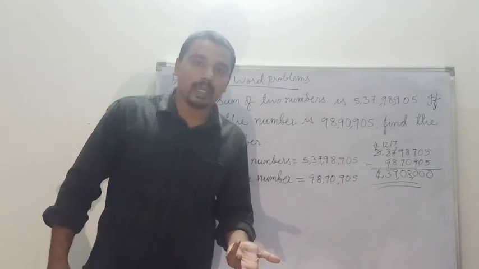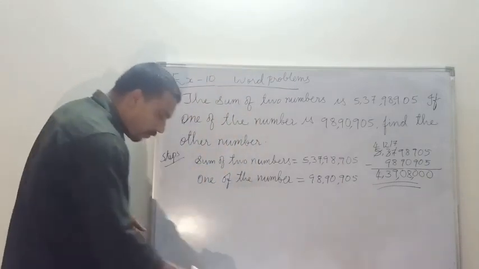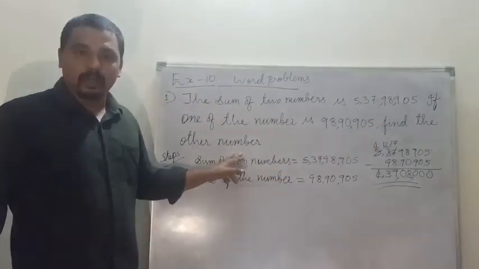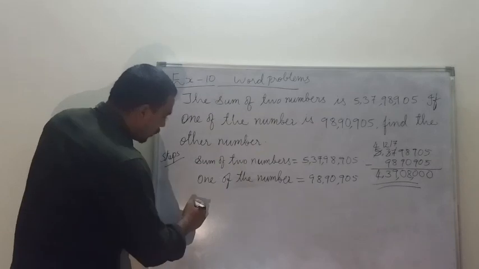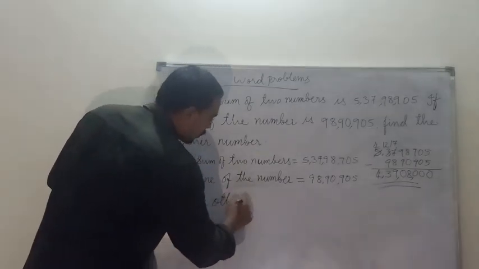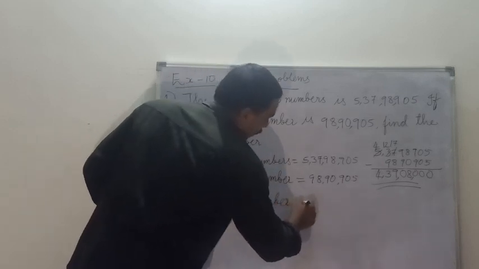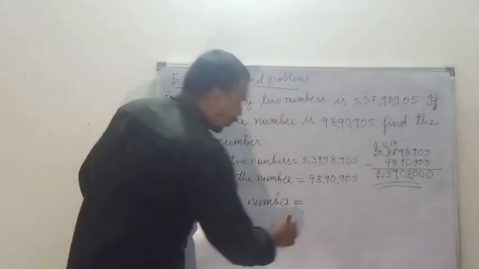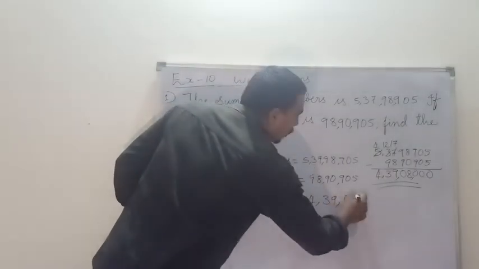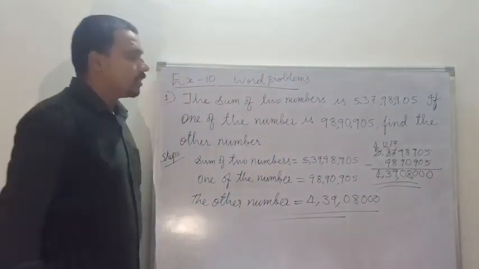So we have to write the number in a sentence. How to write? See, read the question. What is the last sentence? Find the other number. So write like this. The other number is equal to how much? 4 crore 39 lakh 8,000. So this is the difference.